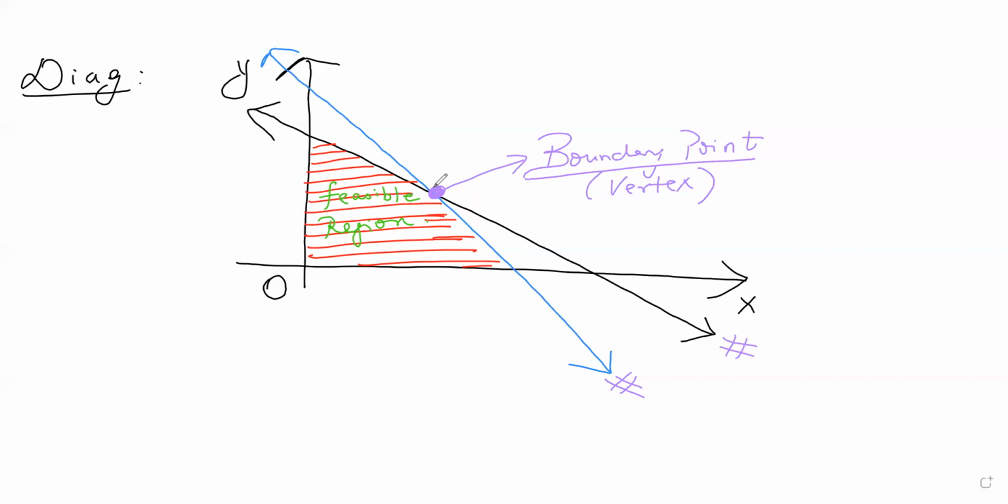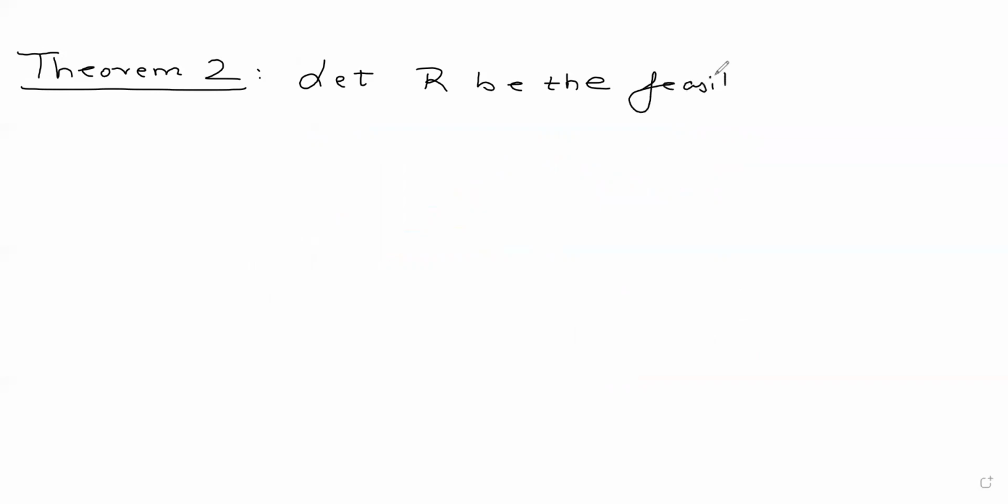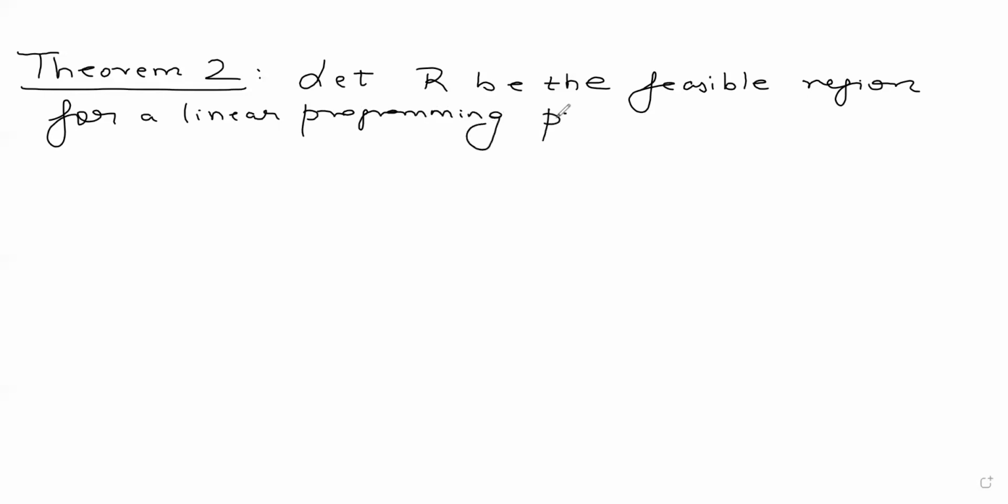Okay, and now let's look at theorem 2, another important theorem. Theorem 2. Let R be the feasible region for a linear programming problem, and let Z equal to AX plus BY be the objective function.